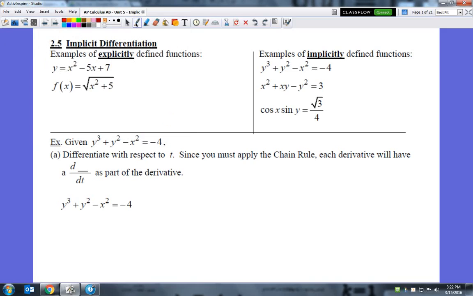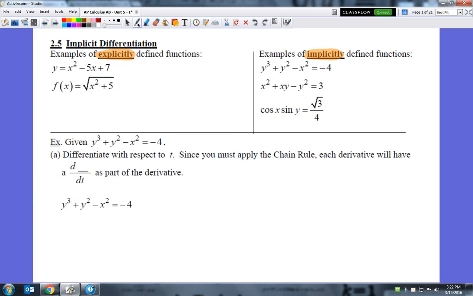Okay, so we are now in Unit 5. We will talk about implicit differentiation and related rates in this unit. We're going to start with implicit differentiation, and this is day 1 of notes, and we'll start by saying the difference between explicitly given and implicitly given functions.